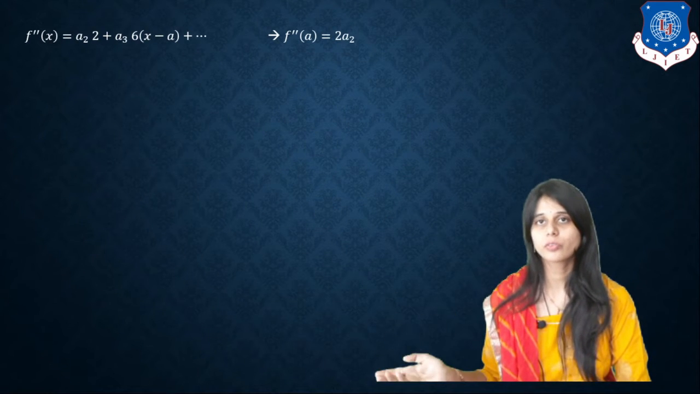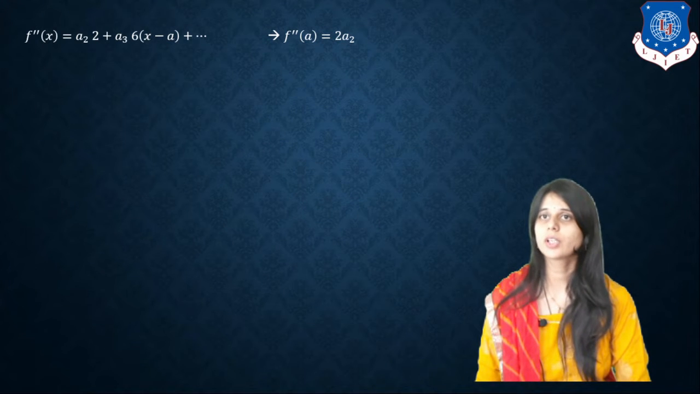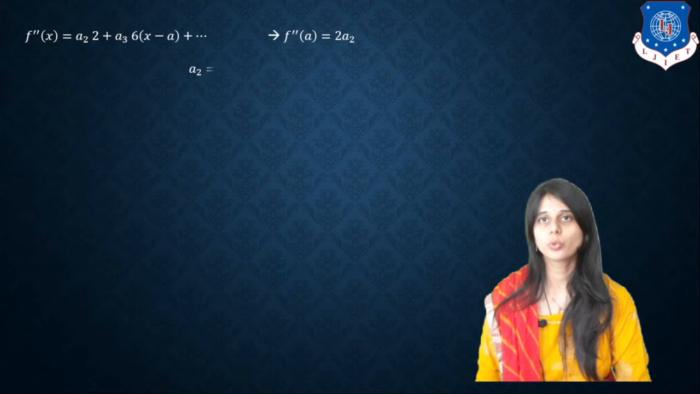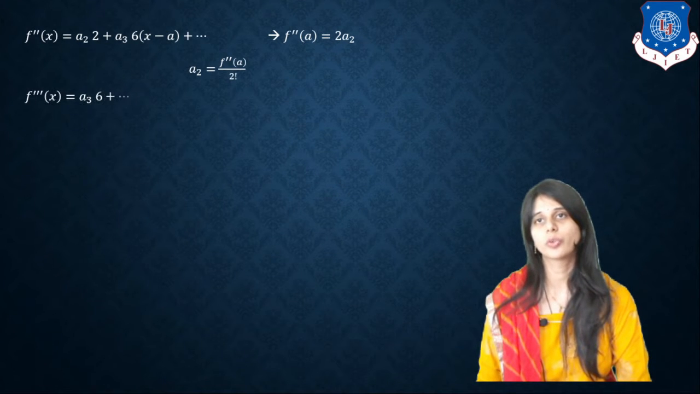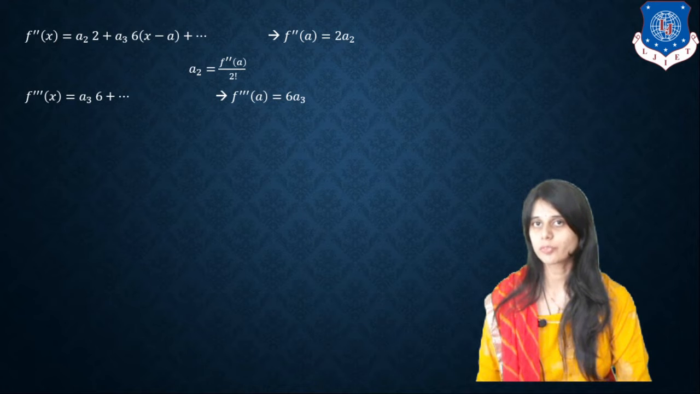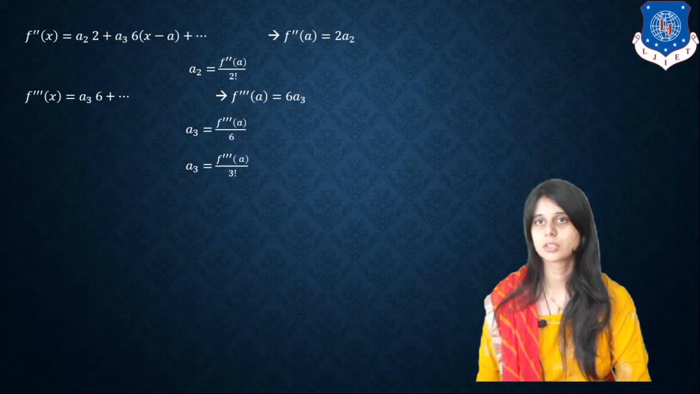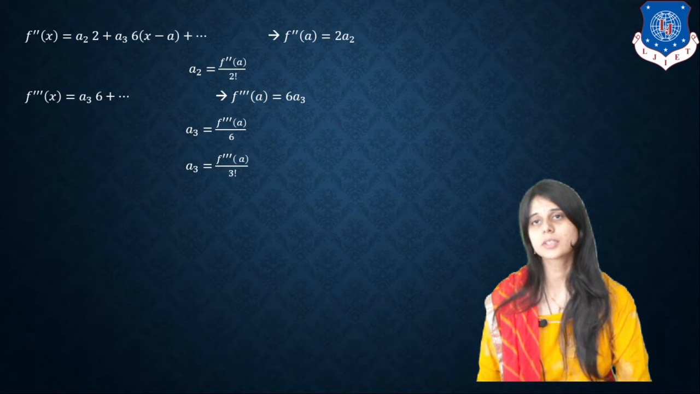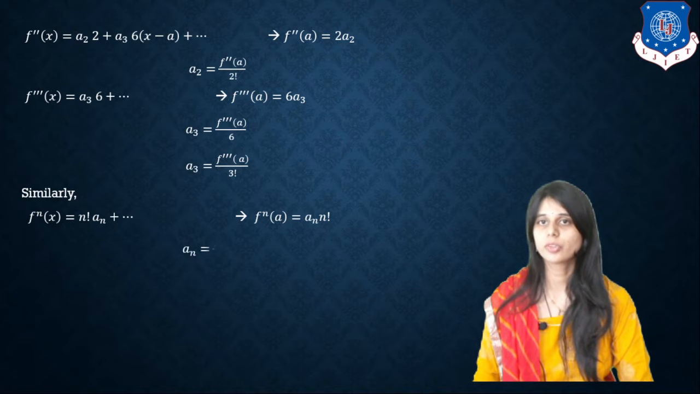Similarly, we differentiate the function again, so we get f double dash x, and f double dash a equals 2 a2. So a2 is f double dash a upon 2 factorial. Similarly for f triple dash, we get a3 equal to f triple dash a upon 6, and this 6 we write as 3 factorial. Similarly for the nth case, we get a_n equal to f raised to n at a upon n factorial.